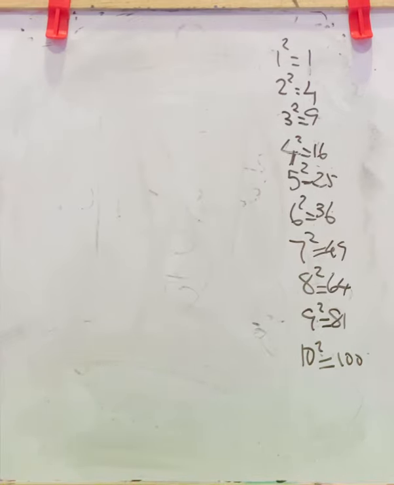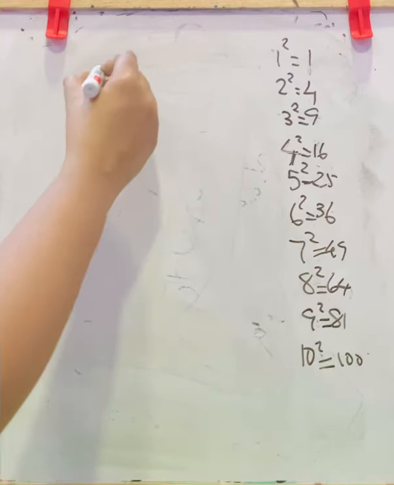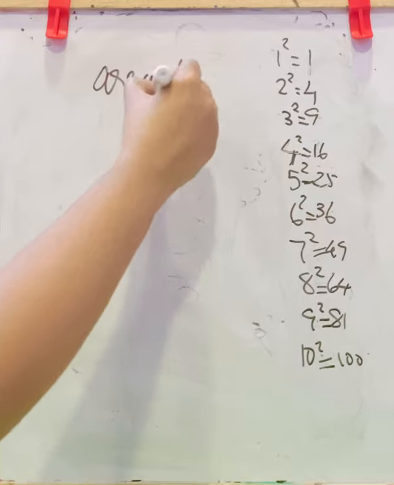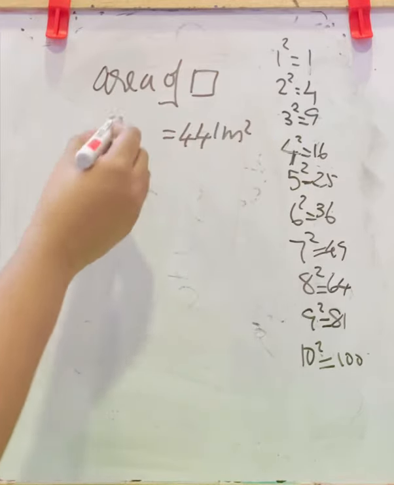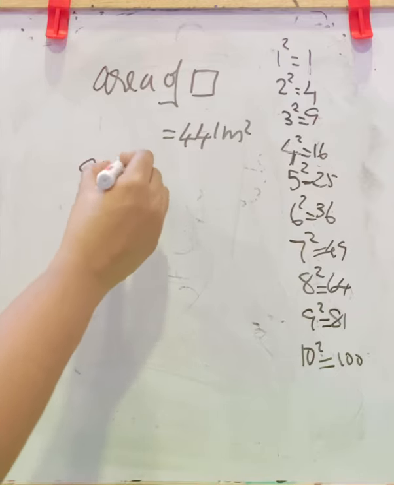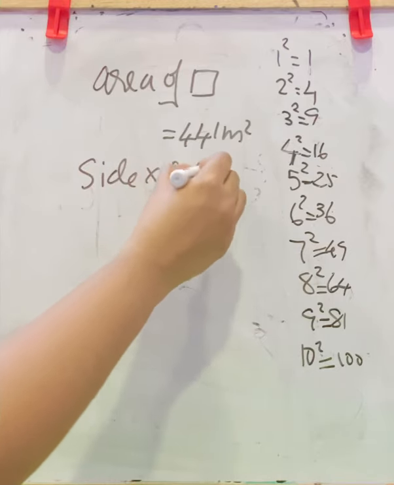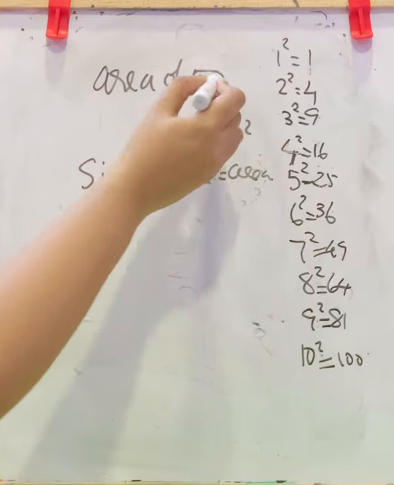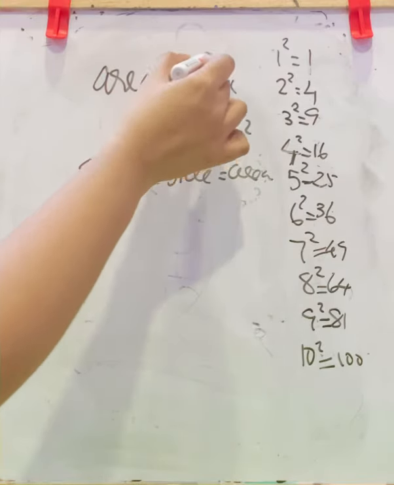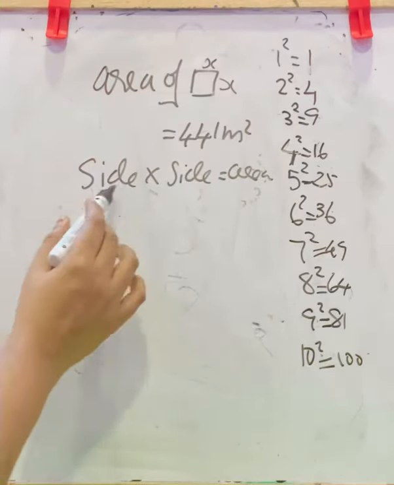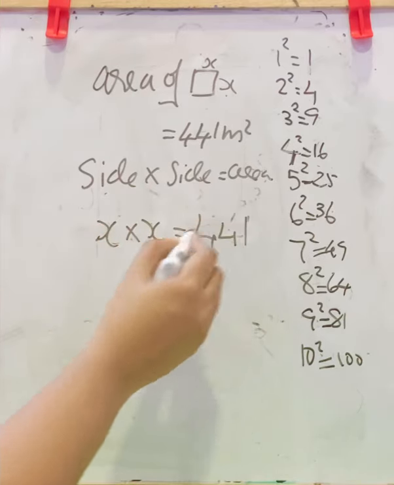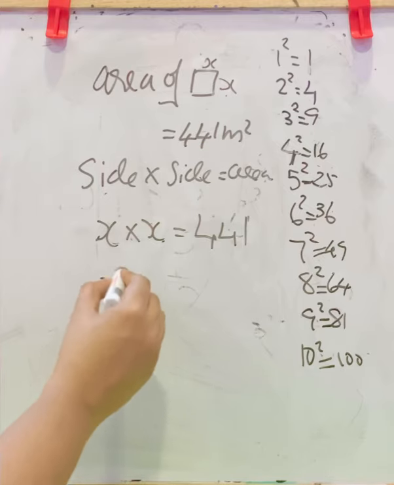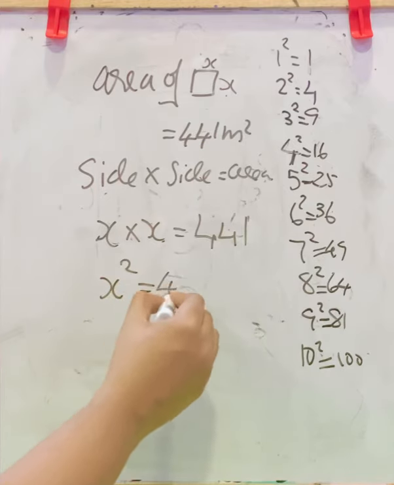Find the length of the side of a square whose area is 441 meters square. Area of a square is given. It is 441 meters square. And we know side into side is area. If this side is x, for a square, all the sides will be x. Side into side means x into x is 441. And x into x means x square, equal to area, is 441.